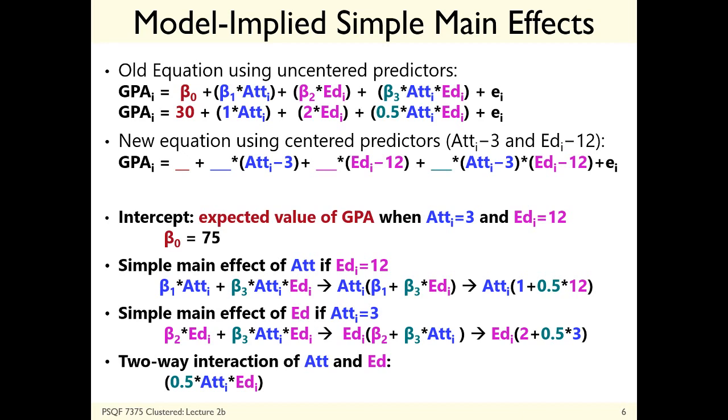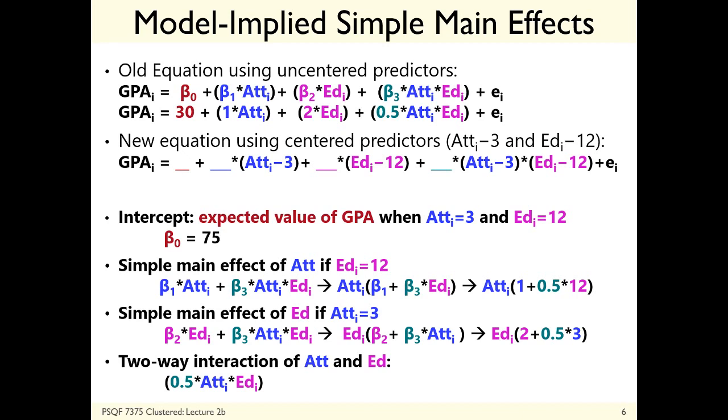Likewise, I go the other way. If I want to know what my new beta 2 would be, I pull out from the equation all the terms that have to do with education. Now it's beta 2 plus beta 3 times attitudes. The previous beta 2 was 2. The interaction coefficient is 0.5. And now I'm swapping out a value of 3 for attitudes. So that, I think, is 1.5 plus 2. Sound good? 3.5.